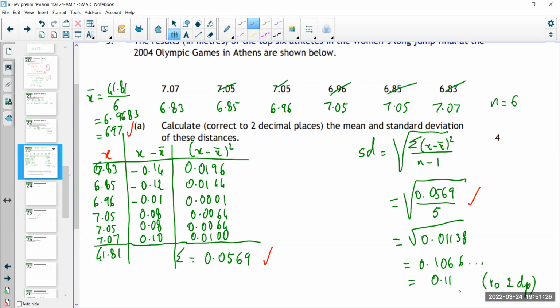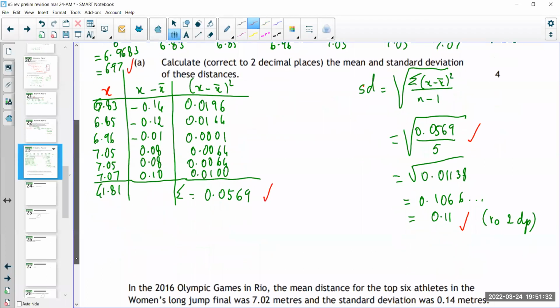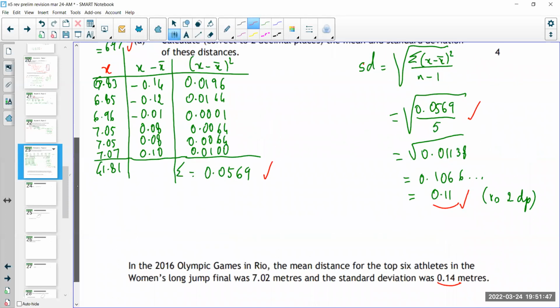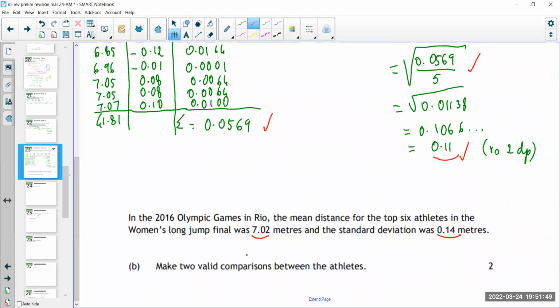Another mark. 1, 2, 3, 4. There you go. 4 marks. Now they've asked us to compare 0.14 to 0.11. And we had 6.97. So 6.97 to be compared.